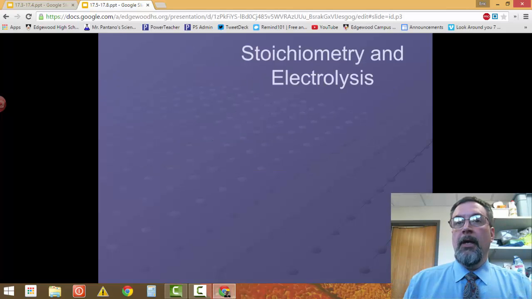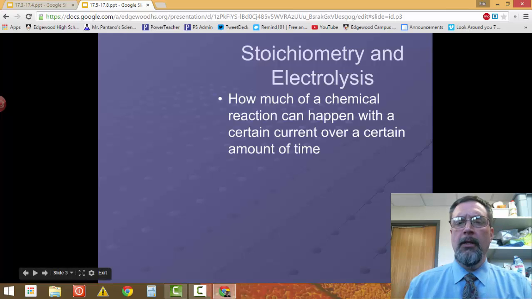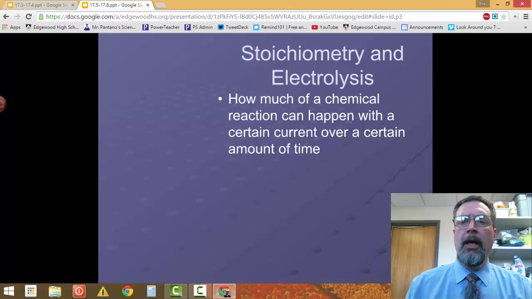Now, we can do some calculations using stoichiometry and some things that we know about charge and coulombs and moles and stuff like that. We can figure out what's going to be the result of an electrolytic cell. We can tell how much of the chemical reaction is going to happen if I know how much current I have and how much time I apply that current.